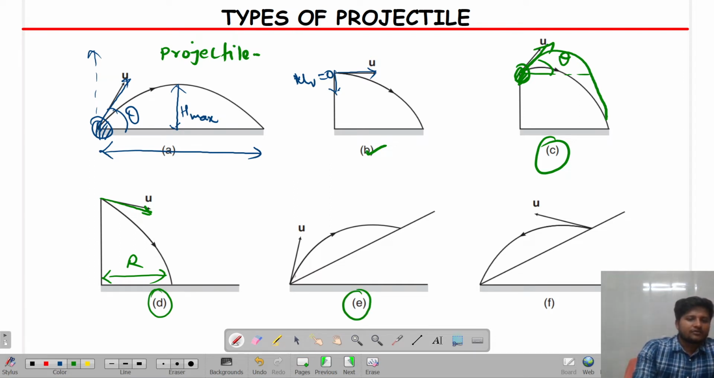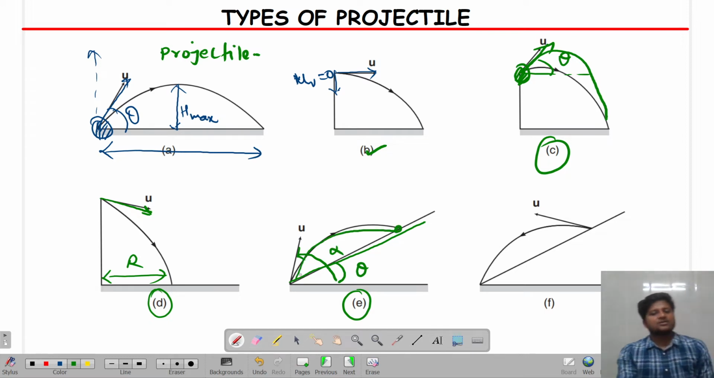Now look over here, we can take one inclined plane making angle theta with the horizontal, and we can also throw a projectile making angle alpha with the horizontal. In this case, this projectile will hit somewhere at this point on the inclined plane, and we will have to calculate the range, at what distance on the inclined plane this projectile is hitting. All of these cases of projectile we are going to discuss one by one.